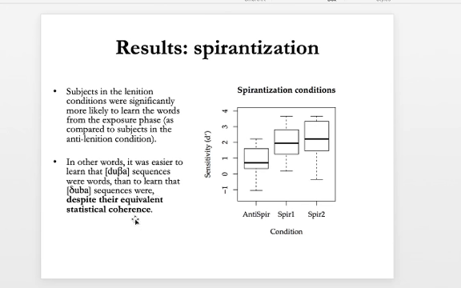despite the equivalent statistical coherence. Although it's worth noting that even in the anti-spirantization condition, most subjects still did show some learning. So this is above zero. We'd expect it to be zero if they learn nothing. But they just learn better in the spirantization conditions.